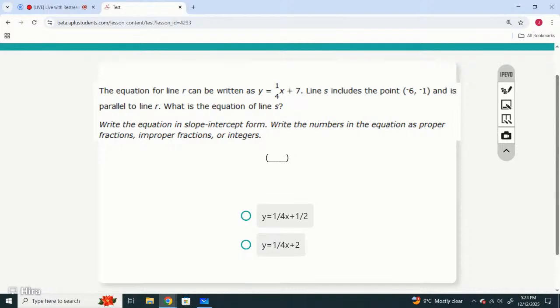The equation of line R can be written as y equals 1 by 4 x plus 7. Line S includes the point negative 6, negative 1 and it's parallel to line R. What is the equation of line S?